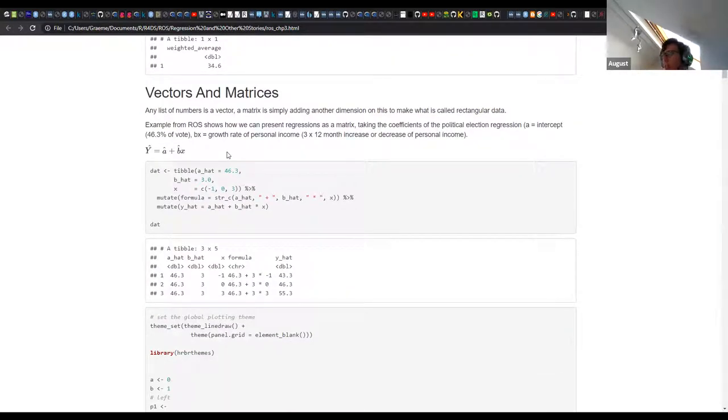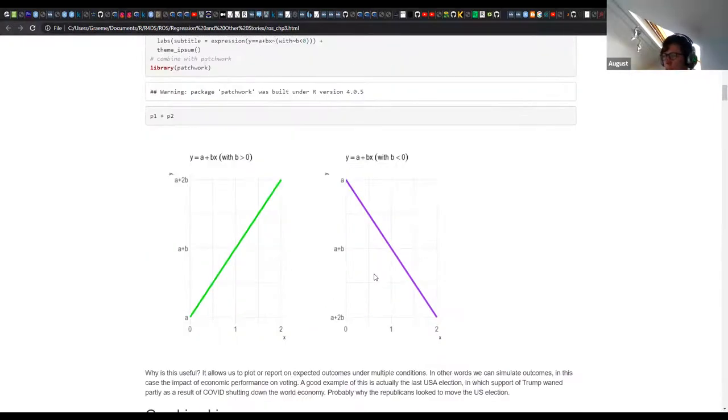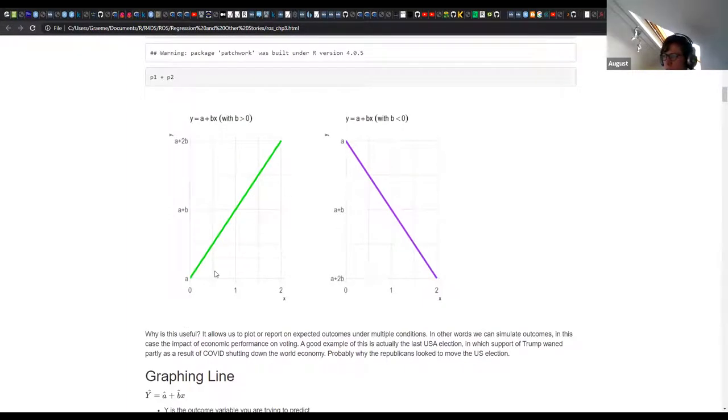So vectors and matrices. What you're doing with vectors and matrices is you can take things like your parameters, and you can create predictions on those parameters. So what they do here is they create predictions using the political election data, if you remember. So the political electoral information related to the economic data.